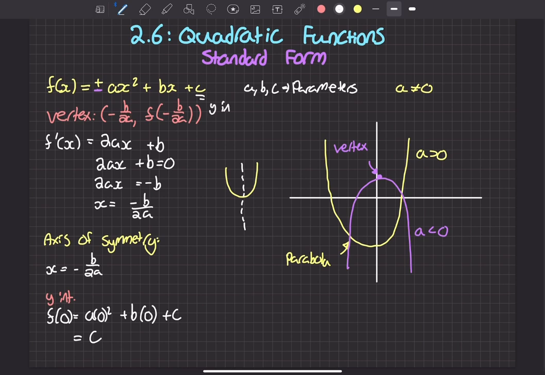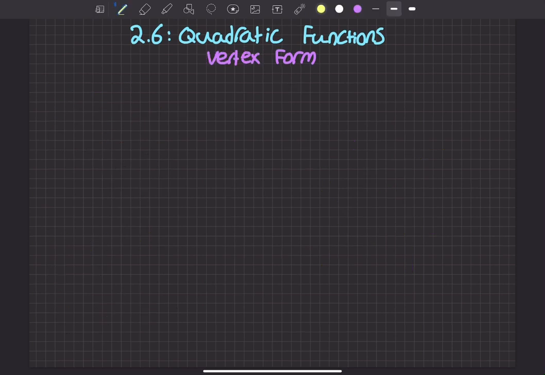This is your y-intercept. So when you have a standard form function here, first of all, you look at this to know if it's concave up or concave down. So if it's facing upwards, facing downwards. And then you look at your c value here, and that is your y-intercept. This is where your graph will touch the y-axis. You can either touch it like this, etc. But yeah, this is your standard form of a quadratic function.